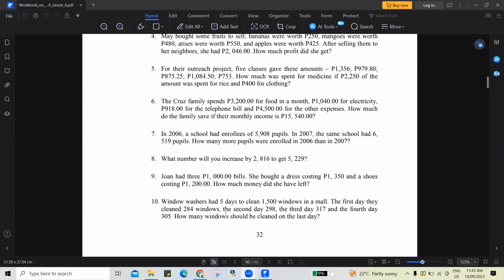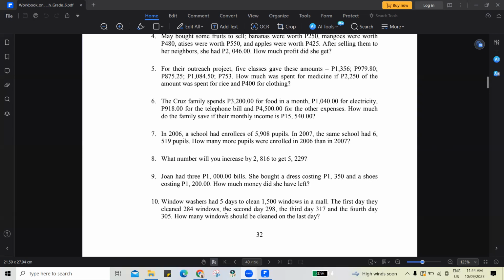Okay. So window washers had 5 days to clean 1,500 windows in a mall. The first day they cleaned 284 windows. The second day 298. The third day, 317. And the fourth day, 305. How many windows should be cleaned on the last day?